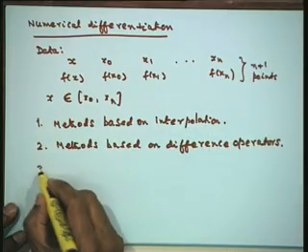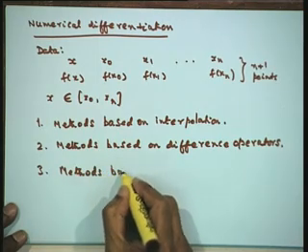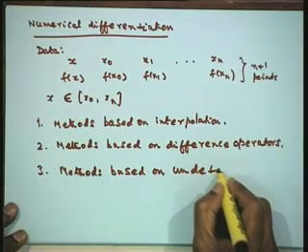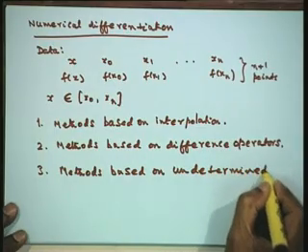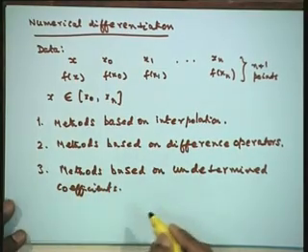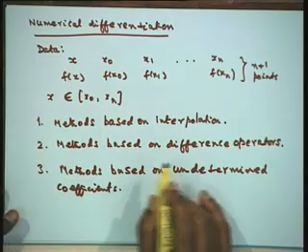And the third one is methods based on undetermined coefficients. Now, in this case what we do is we write down a formula which we want, a particular type of formula depending on the application. We construct a formula which contains the ordinates given to us, the abscissas given to us and some parameters in that.